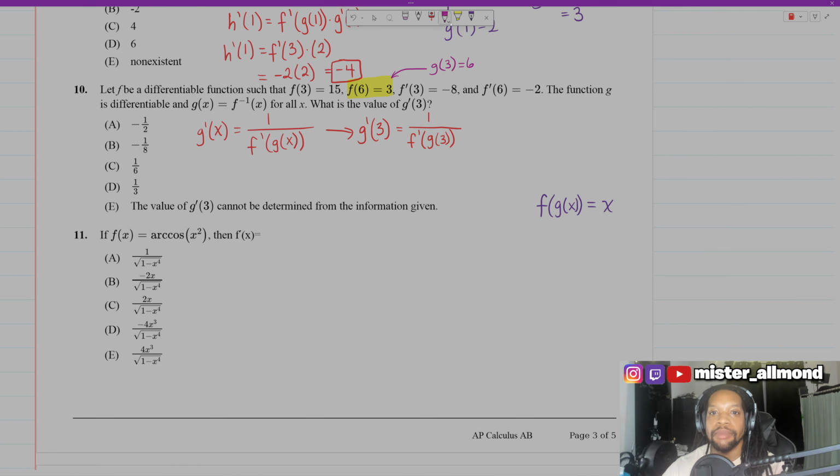All right, so we found out that g of 3 is 6. So I'm just going to update my equation. This is now 1 over f prime of 6. And fortunately, they tell us what f prime of 6 is. They tell us that it is -2. So -1/2 will be my final answer.